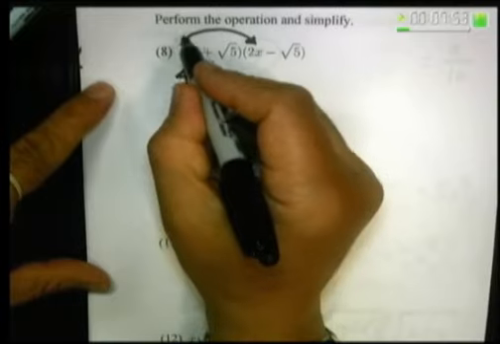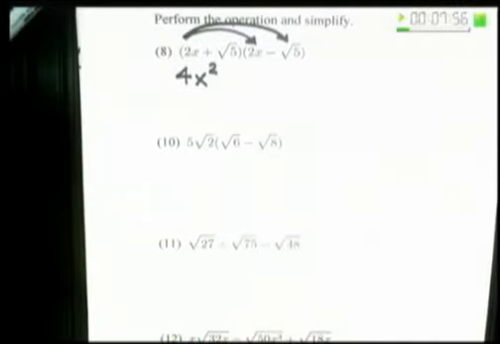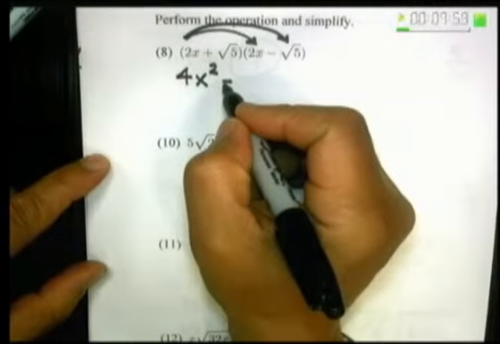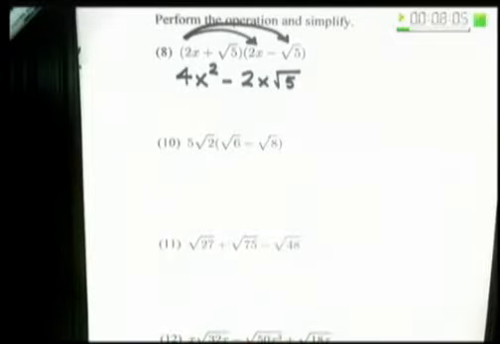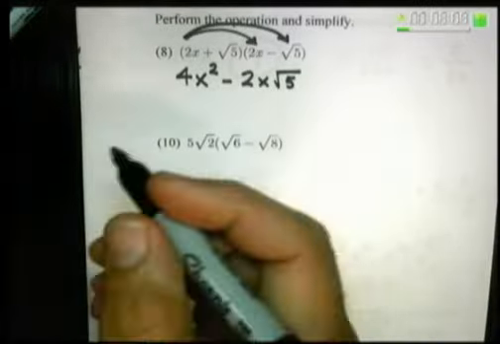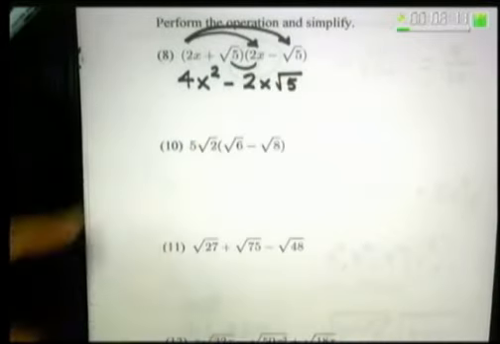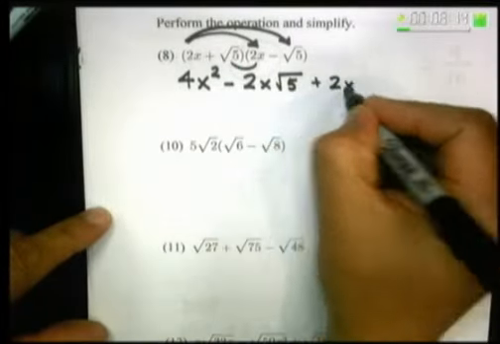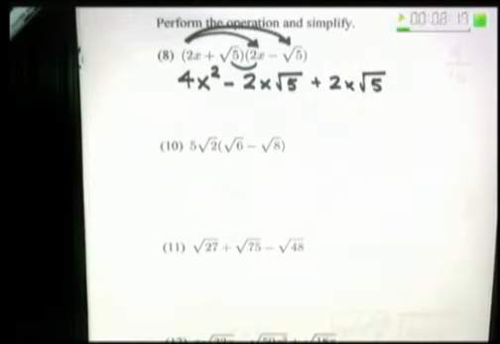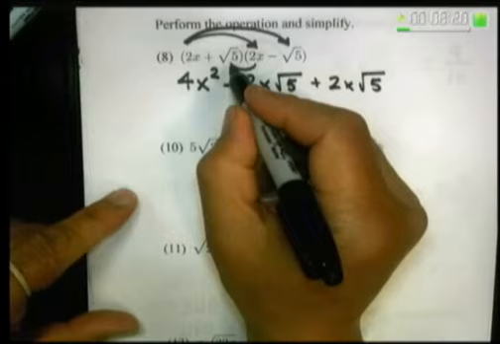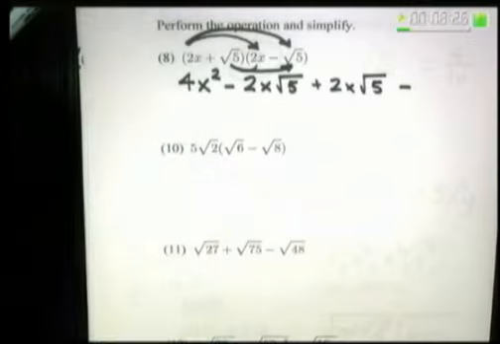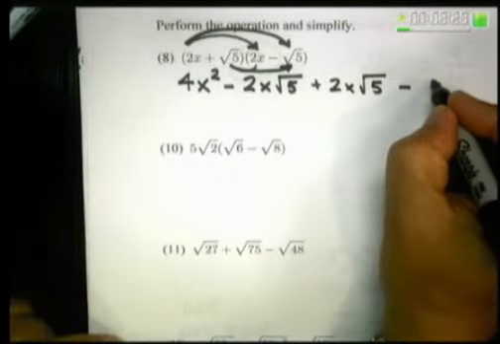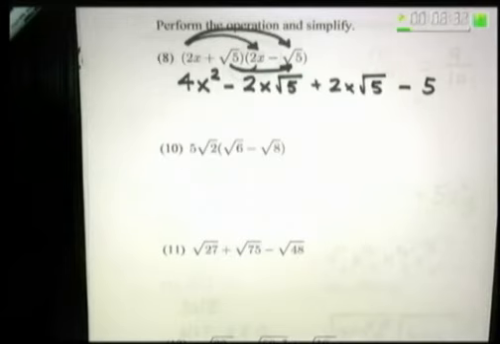That's our first. Then our outer is what? 2x times negative square root of 5. That's going to be negative. Very good, negative 2x square root of 5. Y'all got that? Okay. The inner, same thing, that's going to be plus 2x square root of 5. And then the last thing we have is square root of 5 times negative square root of 5. That's going to be negative square root of 25, which we know is 5. So the square root of 5 times the square root of 5 is 5.